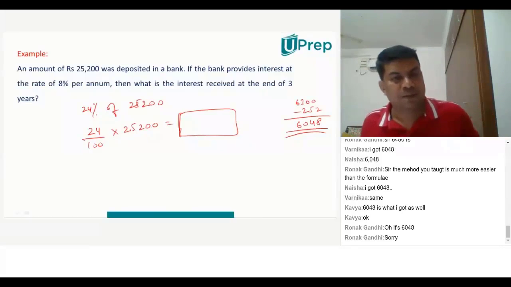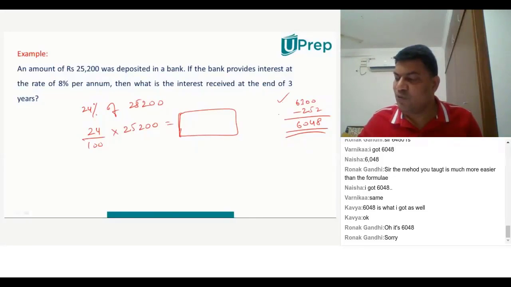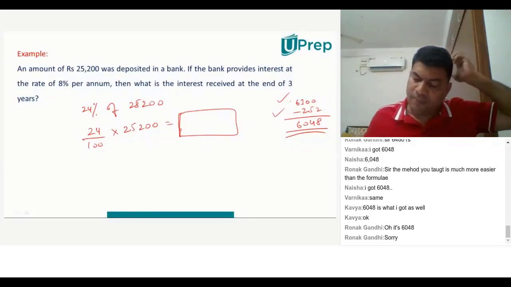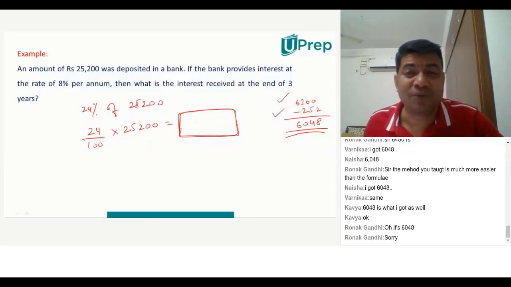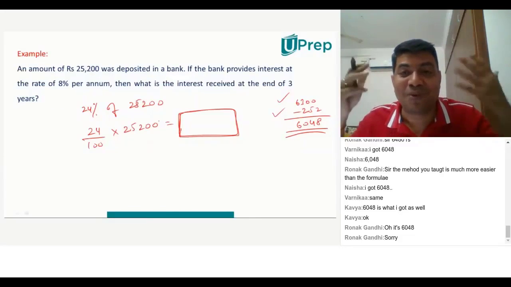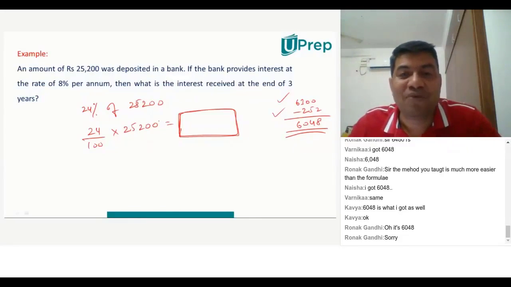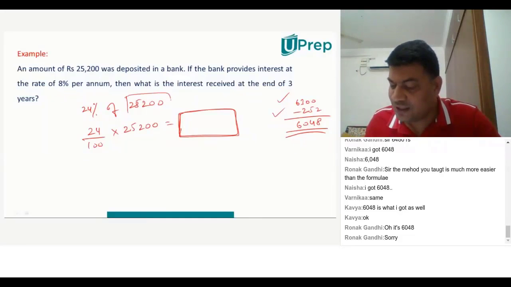I hope everyone is observing the way I am doing the math. But not necessarily you have to do it that way. You can simply multiply and get to the answer. I'm not comfortable doing multiplication. I'm more comfortable doing mental math. For me, 25% of 25,200 is like this.